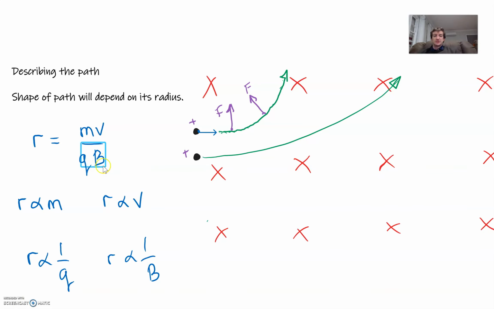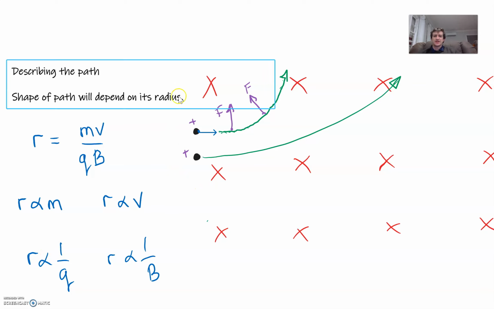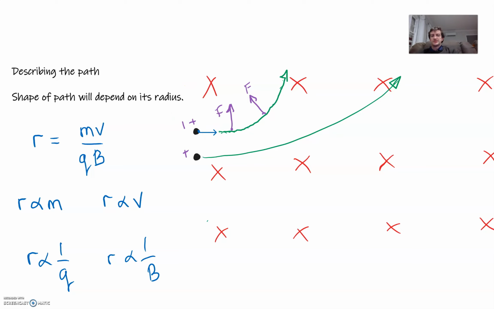Alternatively, if we look at the denominator of the equation, there's the charge and the magnetic field strength. Radius is inversely proportional to the charge, which means that if we have a larger charge, we'd actually get a smaller radius. Which means that this charge here might be larger. So this might be, I don't know, double positive, like doubly more positive. If it's got a greater amount of charge, it experiences a greater amount of force. It ends up having a tighter curve to its path and a smaller radius.